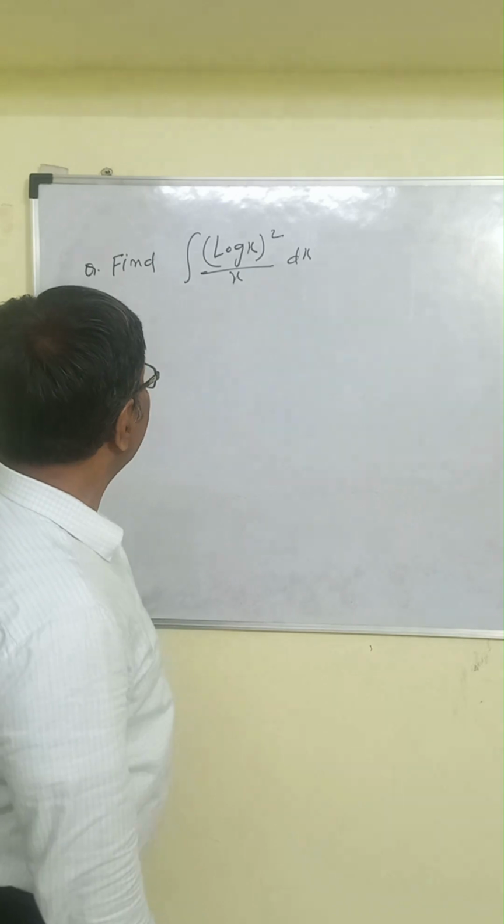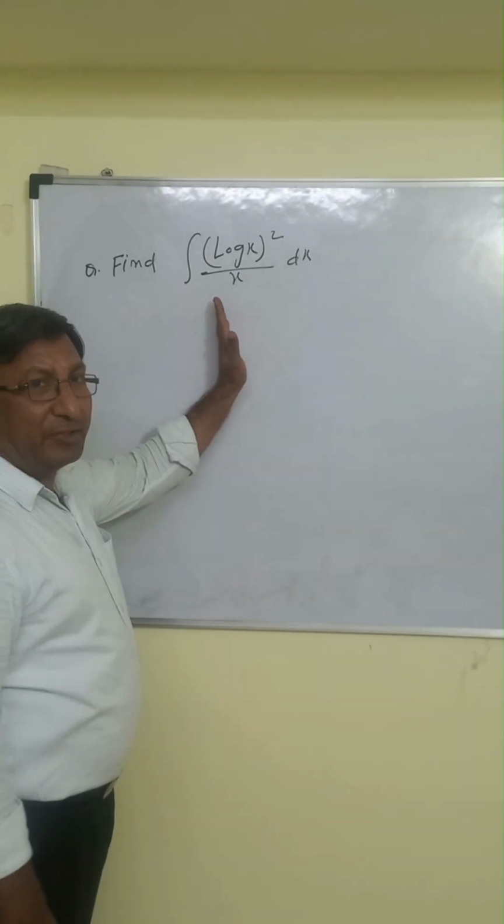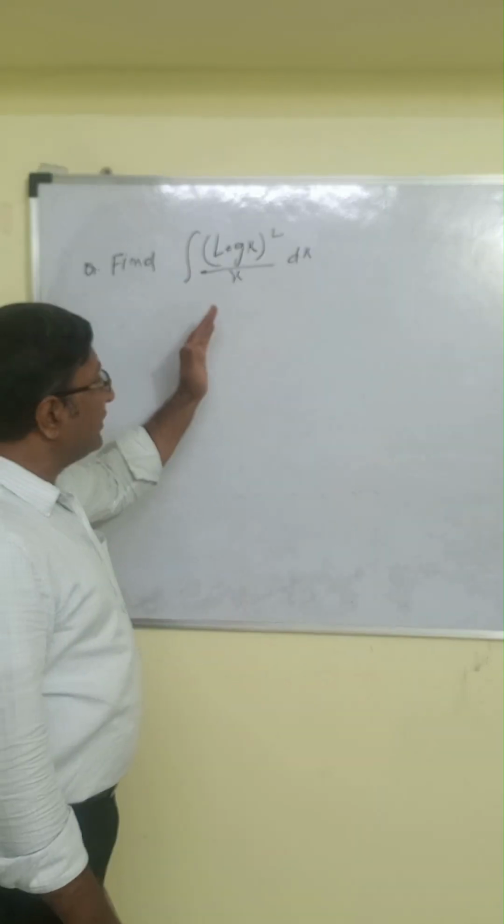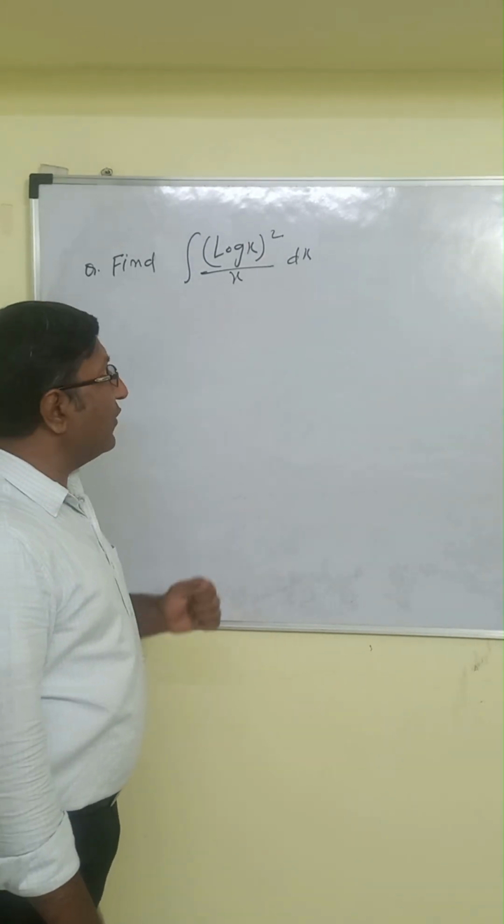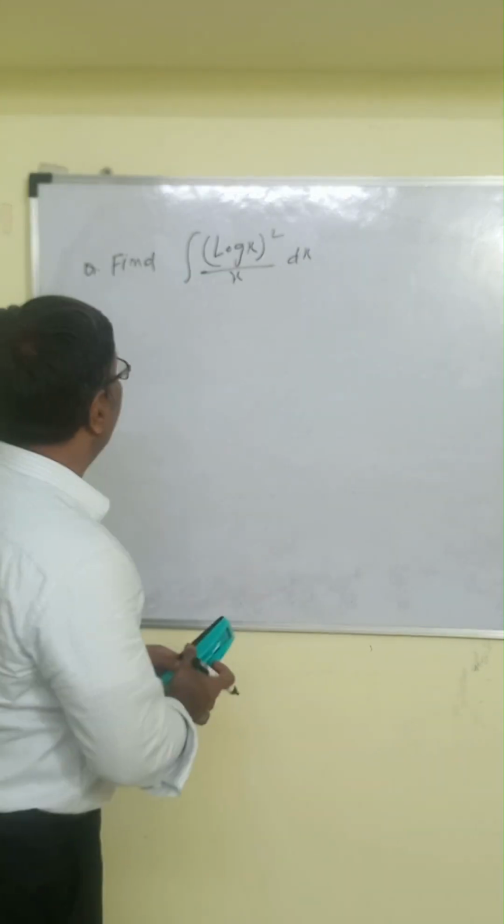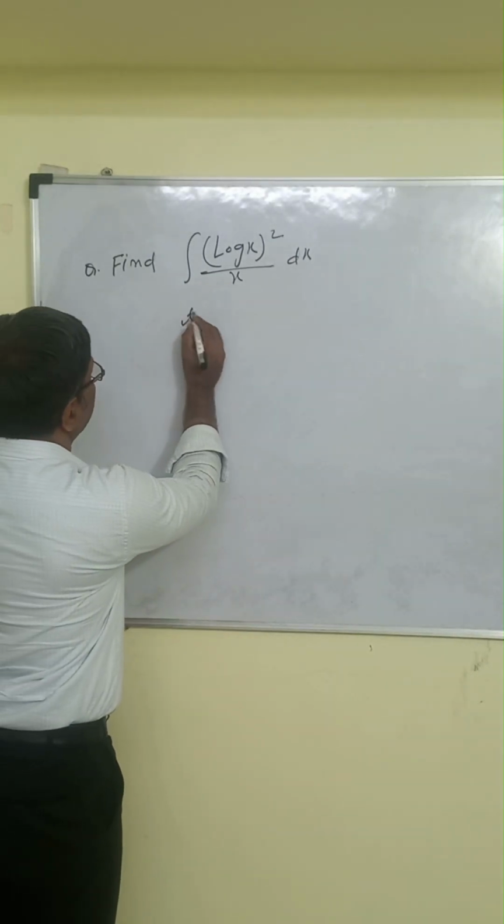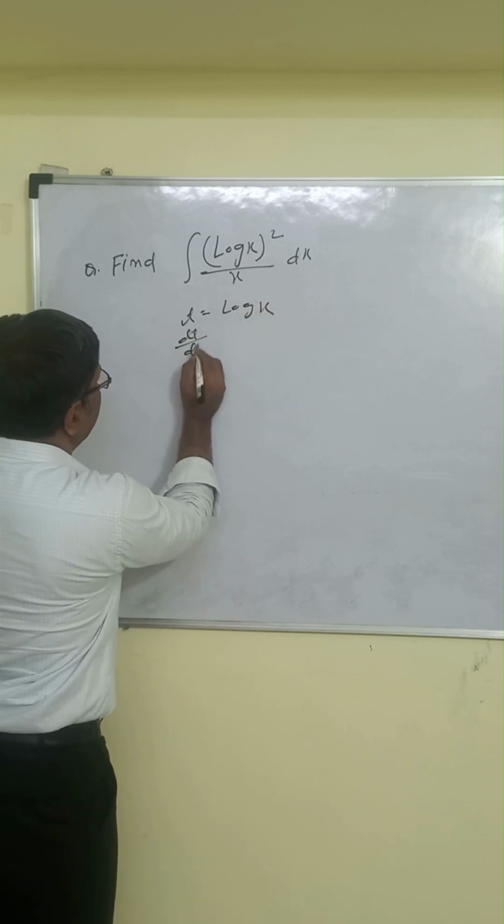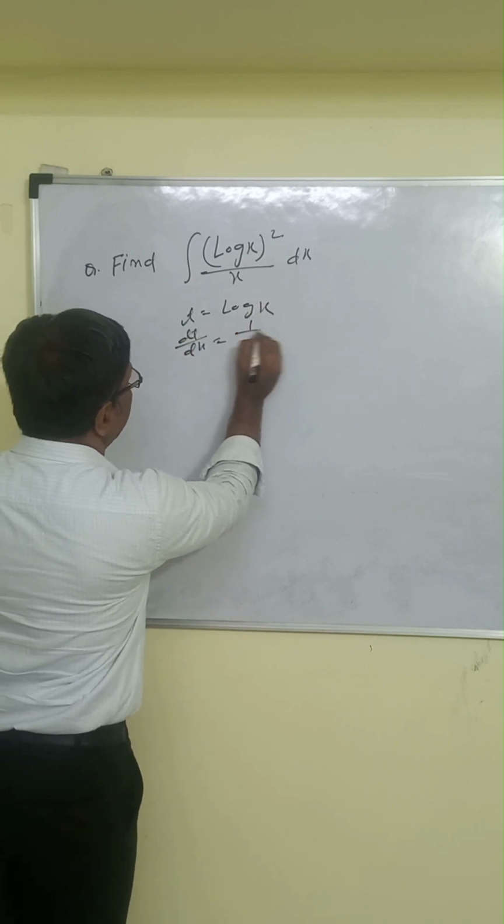Let us see the question. Find the integration of log x whole squared by x dx. For this type of question, the simple technique is what? We know the derivative of log x is 1 by x. So just put t equal to log x. So t equals log x, and we can find dt by dx. The derivative of log x is 1 by x.